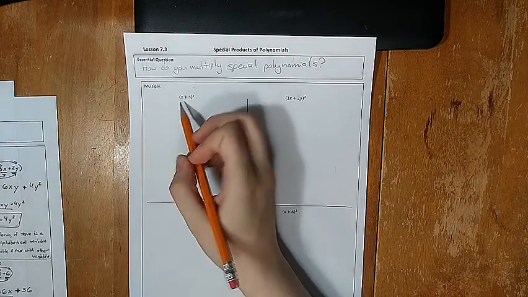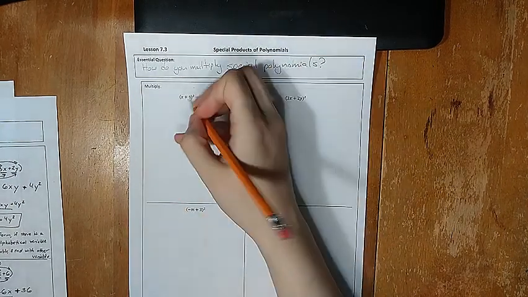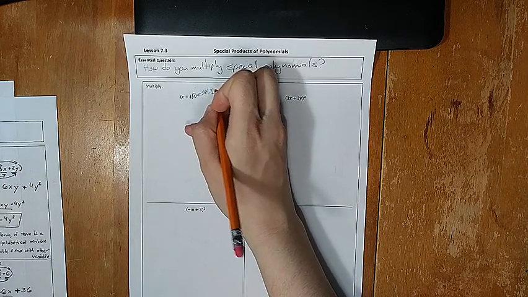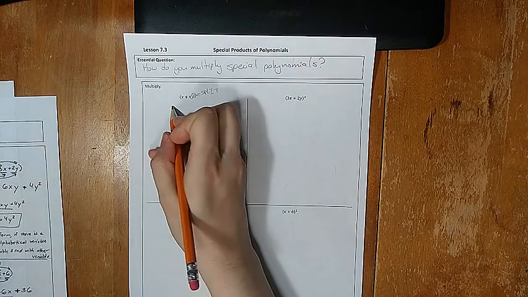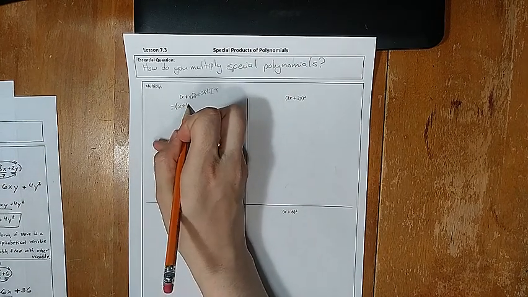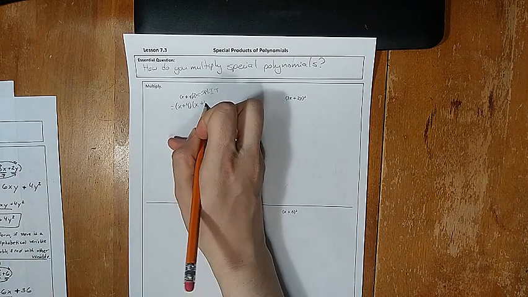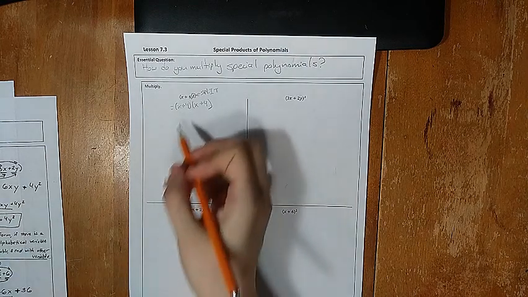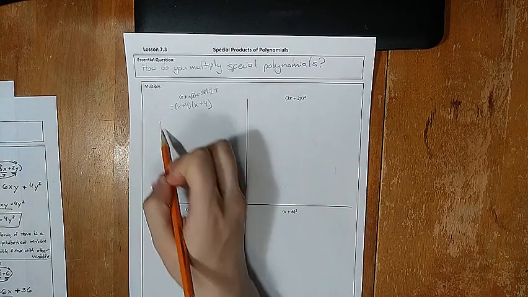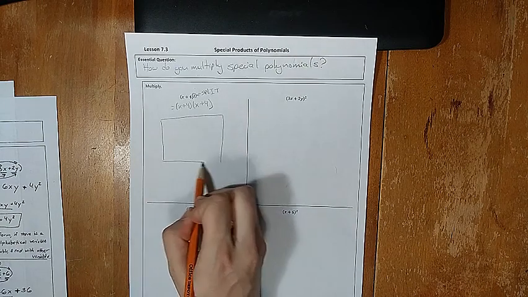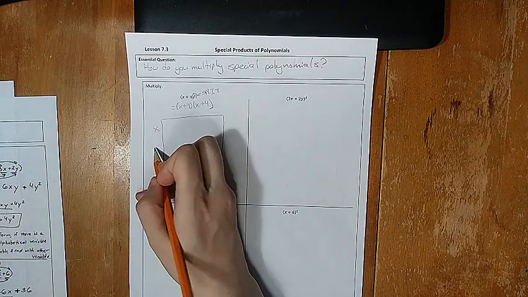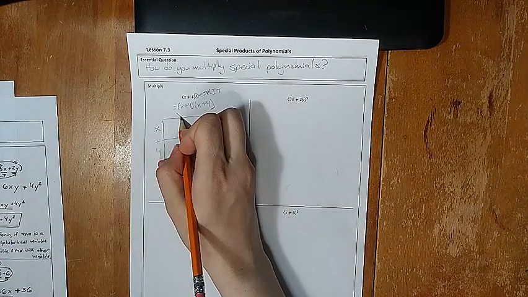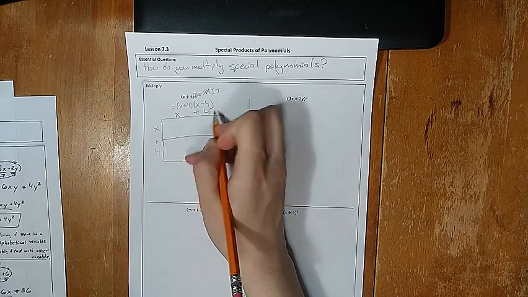We're going to start with our x plus 4 squared. Remember, this exponent right here means that we need to split this up. So we really have x plus 4 times x plus 4. I'm going to do the area model on this first one. I'm going to take my box, and along the side I'm going to do an x plus 4, and along the top, I'm going to do an x plus 4.